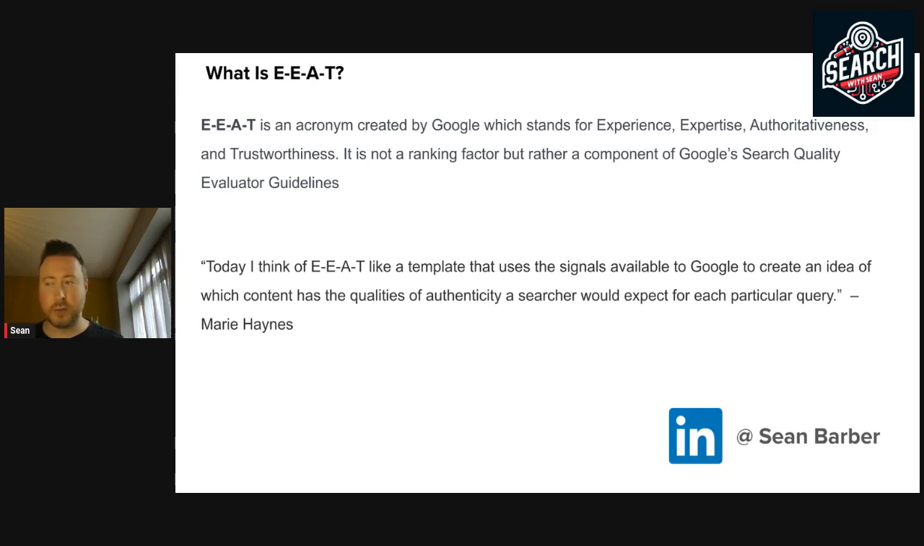So again, we'll just go over what the topic is. EEAT, and I might refer to it as EAT a lot of the time, because that's what it is, it's an extra E being added. It is an acronym created by Google, which stands for experience, expertise, authoritativeness, and trustworthiness. It is not a ranking factor, but rather a component of Google's search quality evaluator guidelines.